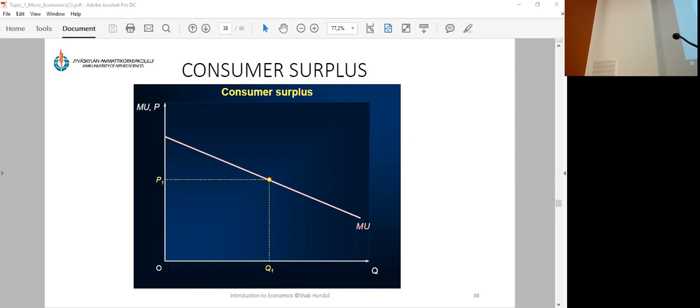Therefore, the upper triangle is reflective of consumer surplus, because if you look at the bottom rectangle plus the top triangle and make a summation of these two figures, that shows how much resources you are prepared to pay, or the maximum you can pay. But in reality, you are paying OP price per unit, and you are buying OQ units, right? This determines your expenditure.